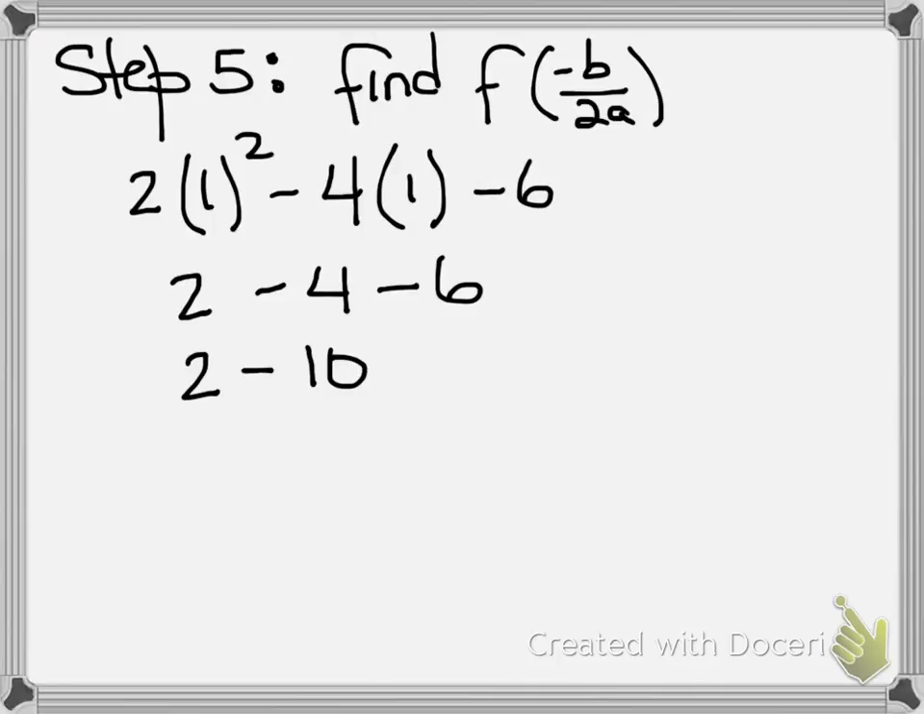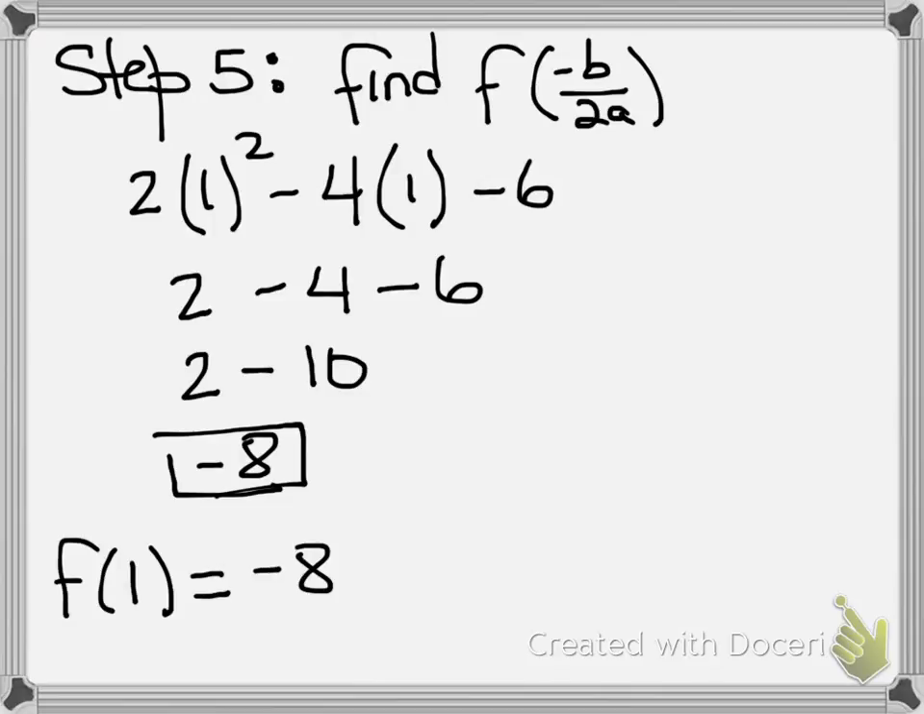Then 4 times 1, which is 4, so it's negative 4, and negative 6. And we have 2 minus 10, which equals negative 8. That's all there is to it. Remember, the whole idea of f of negative b over 2a, please do not let that throw you off. This is just find the axis of symmetry and you take it, you plug it in for x in the function given. That's all there is to it.